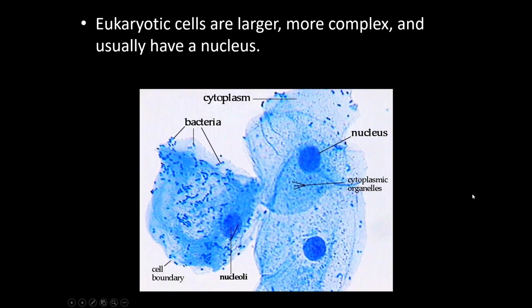Next up, eukaryotic cells is the next example. This whole big blue blob here is one eukaryotic cell. There's another one over here, and there's another one over there. So there's 3 eukaryotic cells in this picture. Eukaryotic cells are much bigger than prokaryotes.